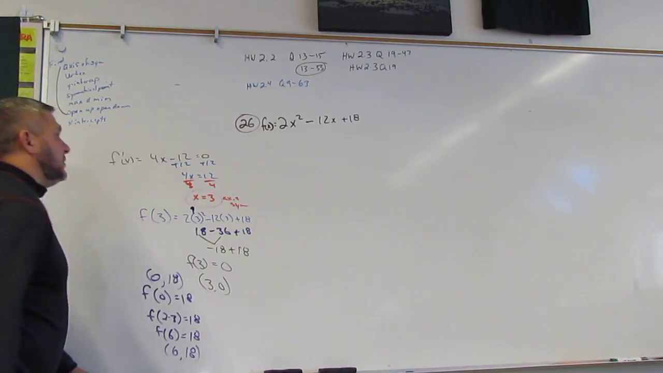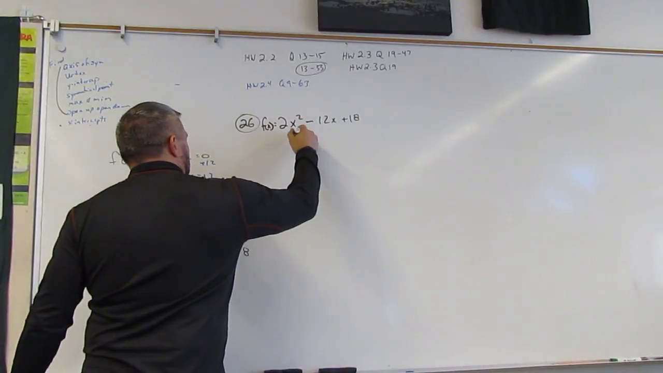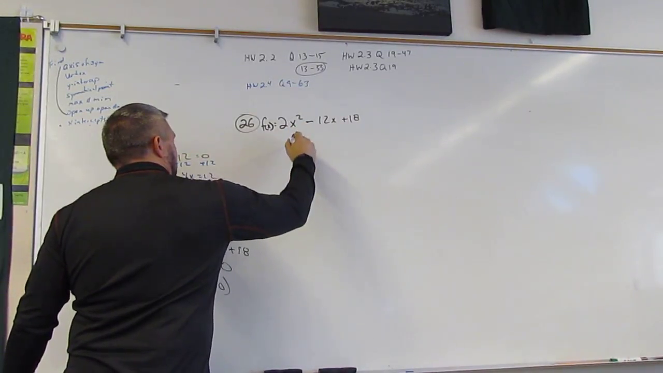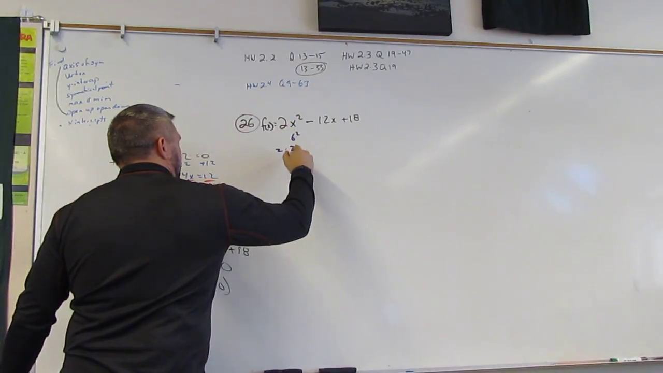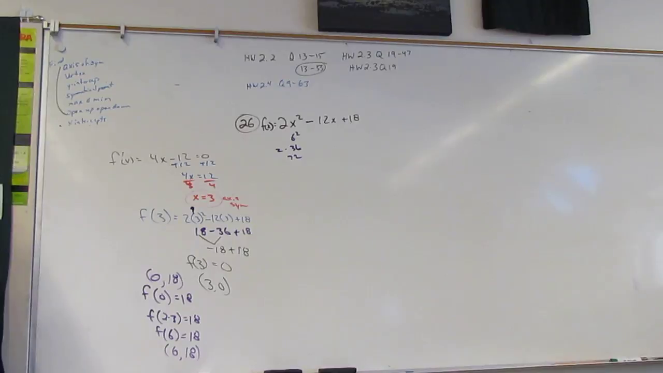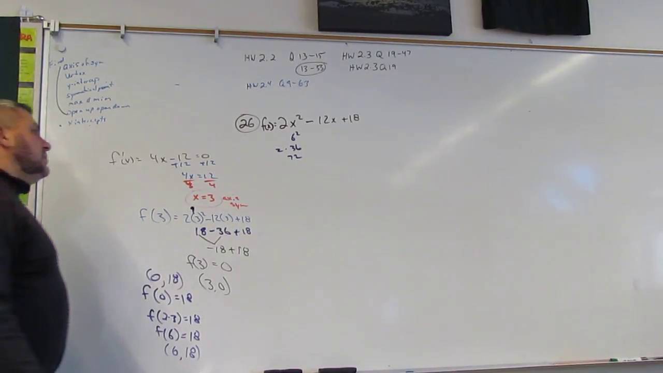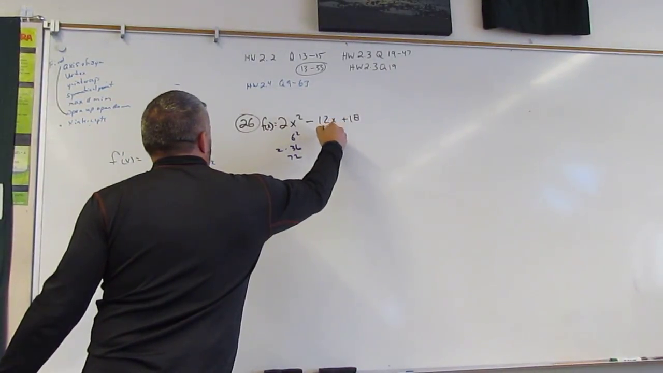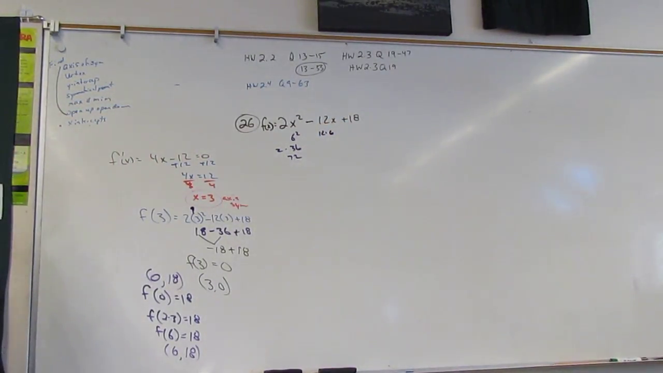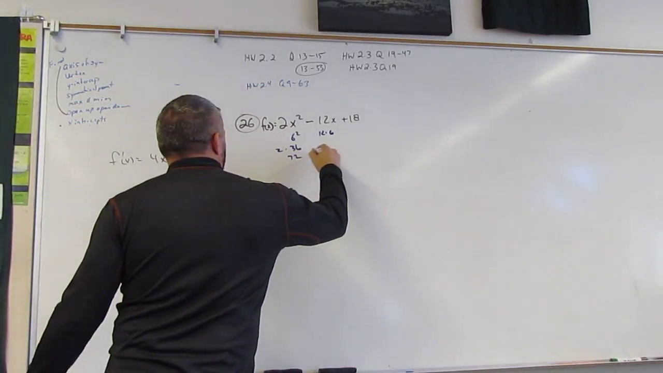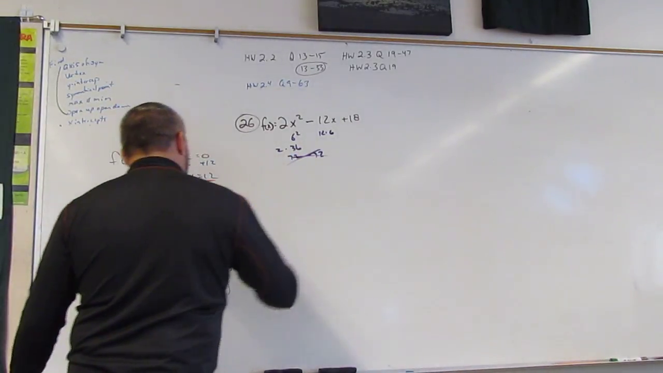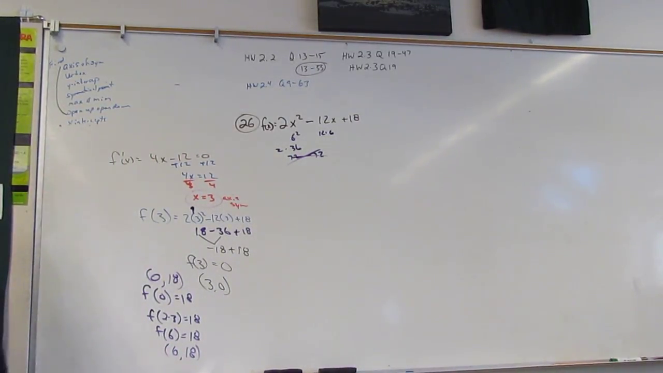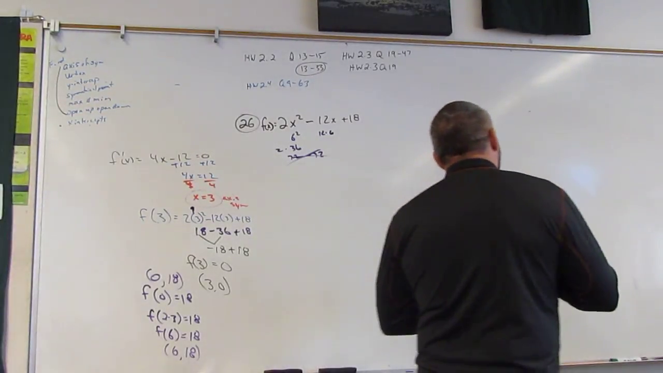And so let's talk about that. What is 6 squared? That's 36 times 2. That would be 72. And then what is 6 times 12? 72. And what is 72 minus 72? 0. Okay? Got my 18. All right, so my graph looks like this.